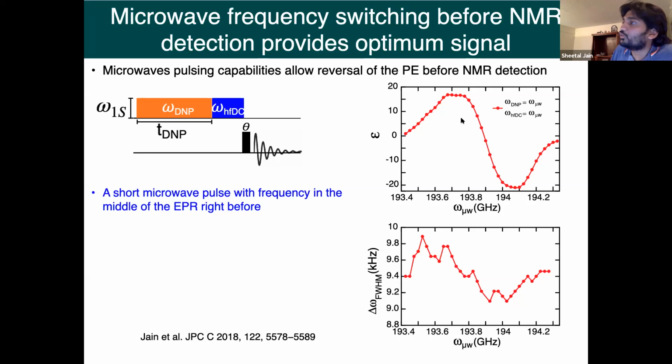So in order to achieve both of them, we should be irradiating here while DNP builds up, and irradiating here while decoupling or saturating, so that we can achieve the maximum of both. And that's exactly what we did.